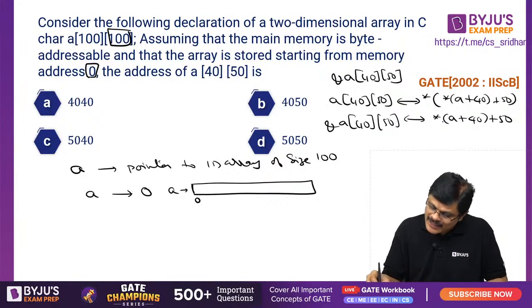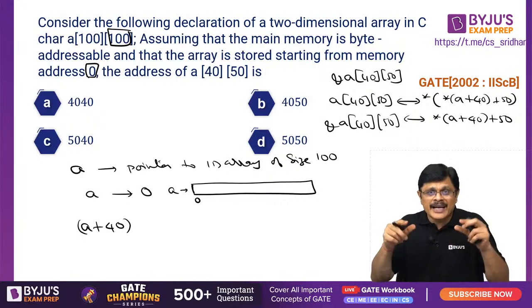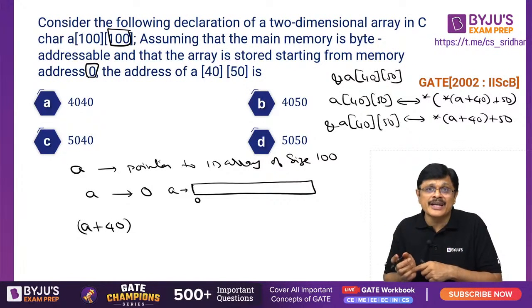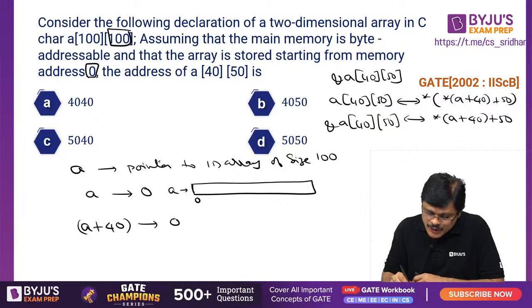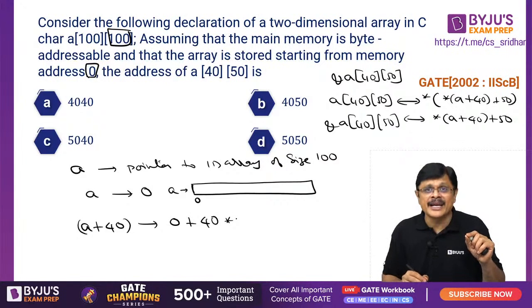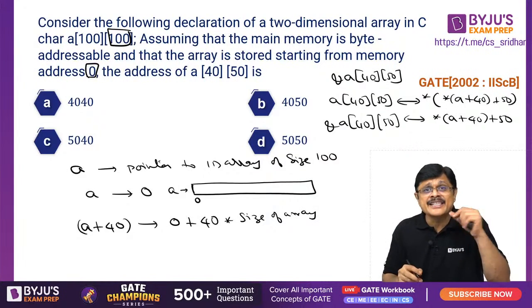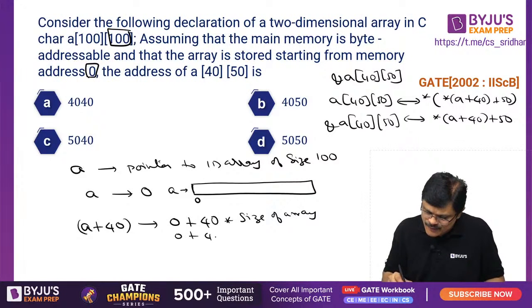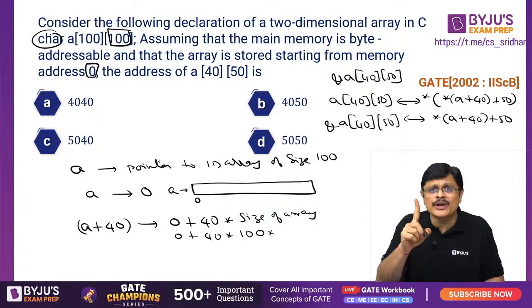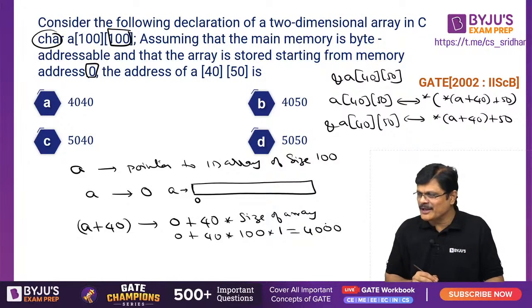Now what are you doing? A plus 40. Because A is pointing to the 0th 1D array, A plus 40 will point to the 40th 1D array. So for this you need 0 plus 40 into the size of each array. What is the size of the array? 100. And what is the size of each element? Because it is character, na? Character is only 1 byte, not 4 bytes. So into 1. So it will give you 4000.